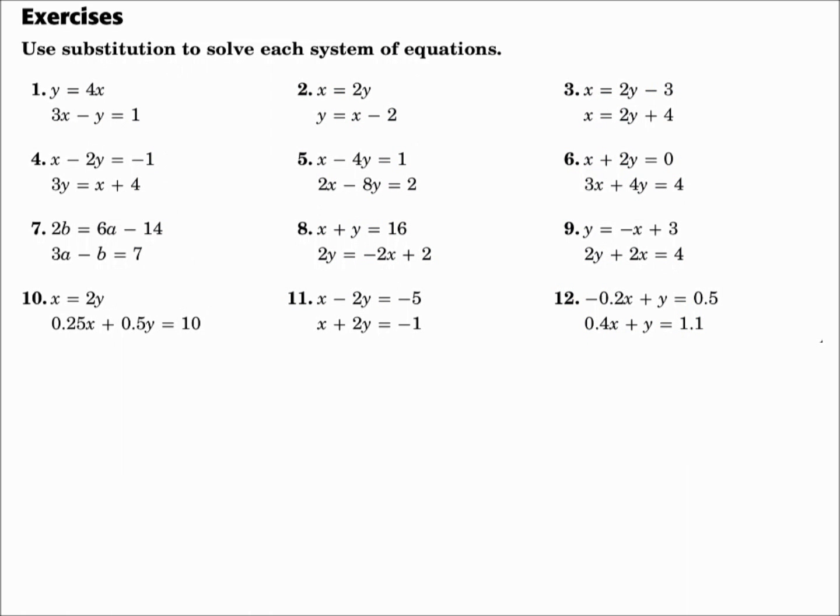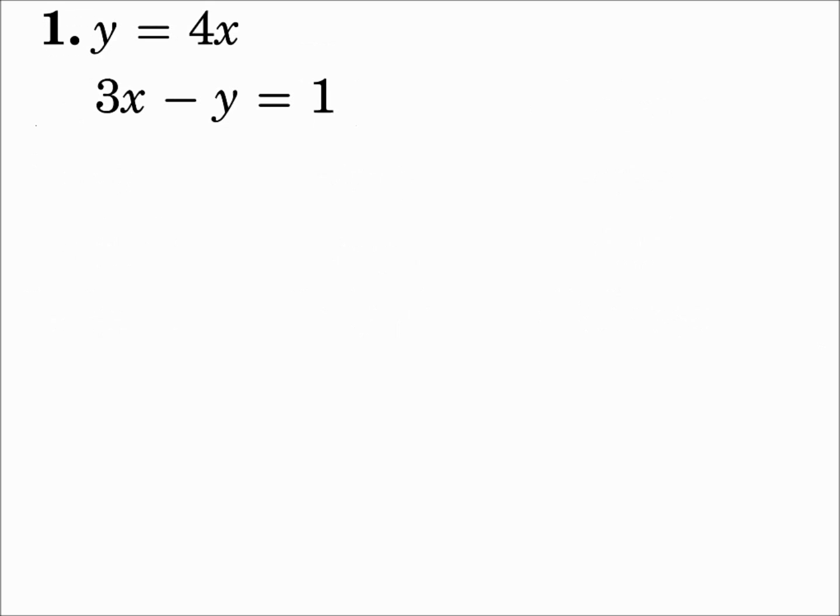Use substitution to solve each system of equations. Number 1. y equals 4x and 3x minus y equals 1. To solve by substitution, first find a variable with coefficient 1. And there's 2 choices, the y in the first equation and the y in the second equation. Now we pick one of those to use. Let's use the y in the first equation. And we'll solve for that variable. Well, in y equals 4x, it's already solved for y, so we don't have to do that work here.